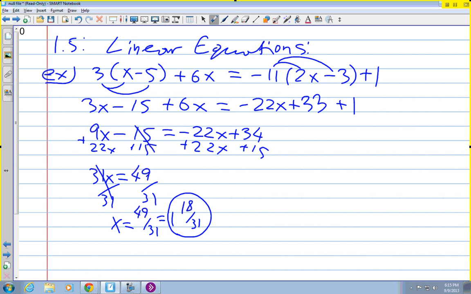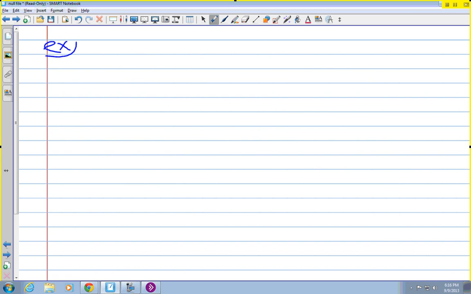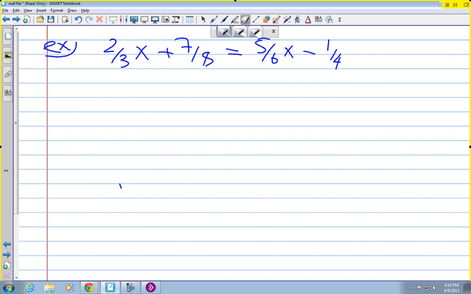All right, let's do one with fractions. Did we do one with fractions already? If I started throwing fractions all over that thing, did we try one? Okay, so let's have fun with this one. Plus 7/8 equals 5/6x minus 1/4. So, as far as the level of complexity of this problem, it's actually better than the one before. No parentheses. None of that.